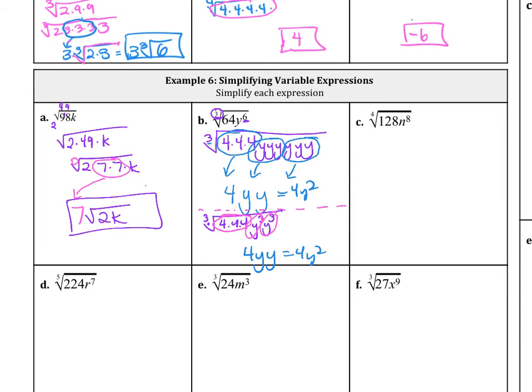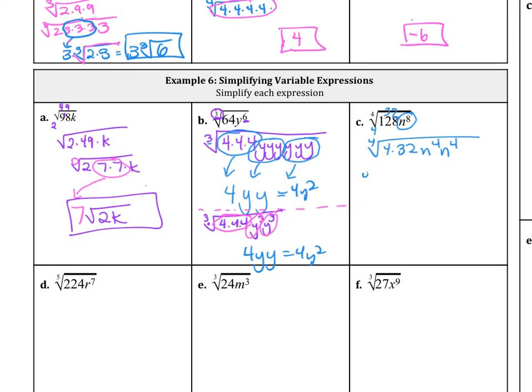So letter C, let's try that. 4th root of 128n to the 8th. So I know 4 goes into it. 4 goes into 128 32 times. And then n to the 8, I need 4, so I can write it as n to the 4th times n to the 4th, because n to the 4th times n to the 4th is n to the 8th. So that helps me out. I don't have to write n 8 times.